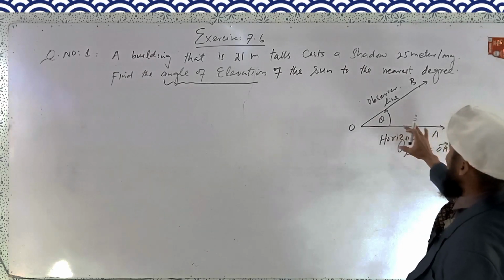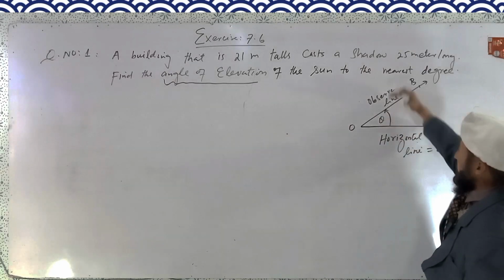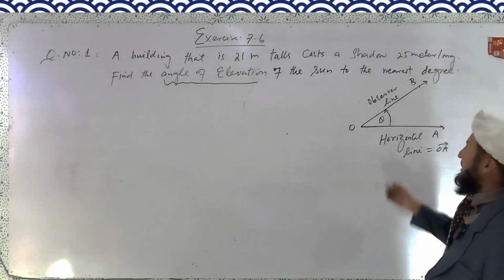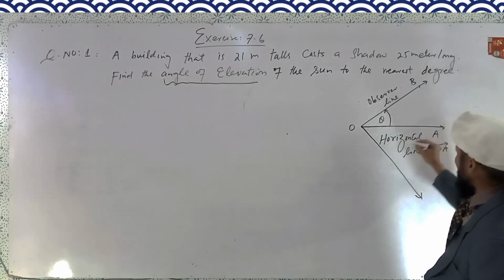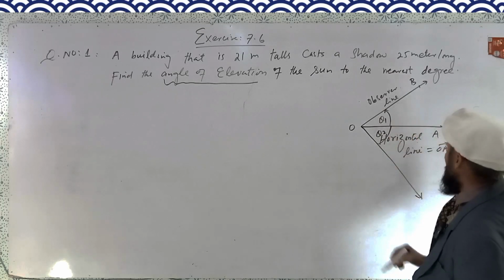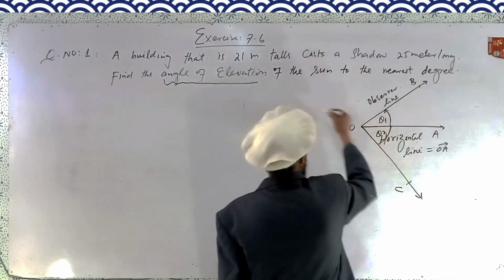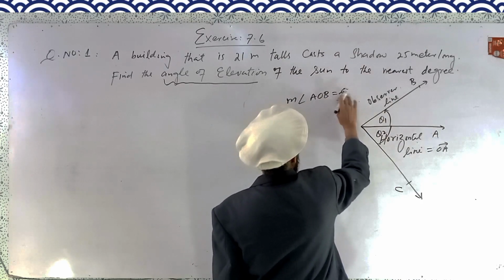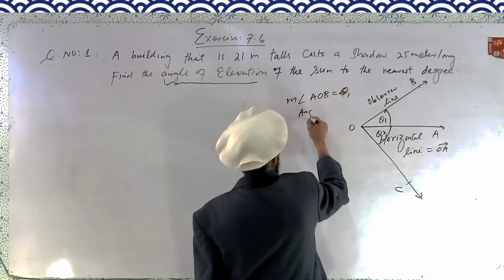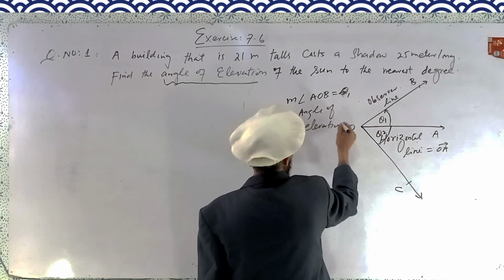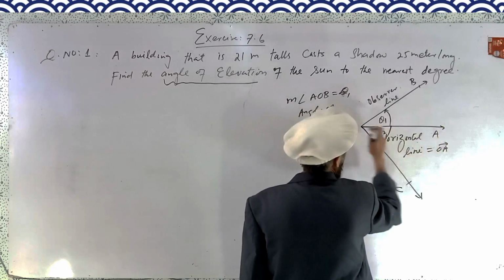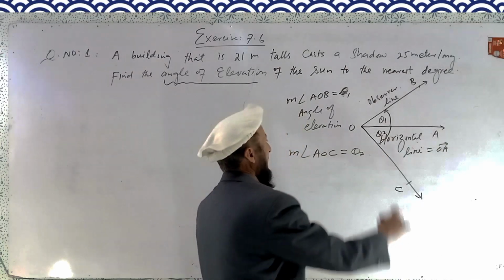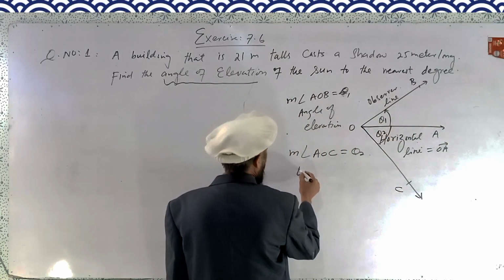It means that if any object is lying above the horizontal line and making an angle, that is called the angle of elevation. And the angle of depression is that type of angle which lies below the horizontal line. So we can write here, measurement of angle AOB is equal to theta 1, which is called the angle of elevation. And the angle of depression is measurement of angle AOC equal to theta 2, which is making an angle below the horizontal line.